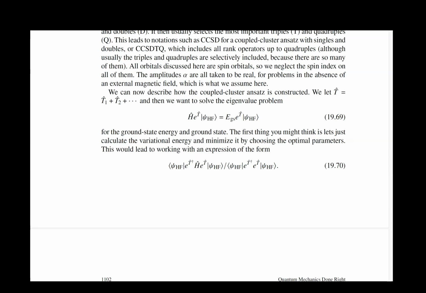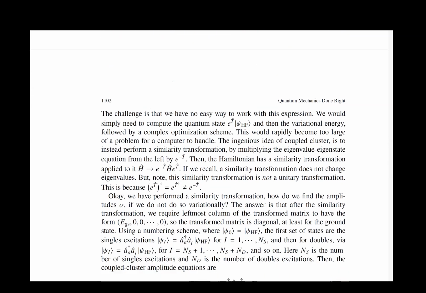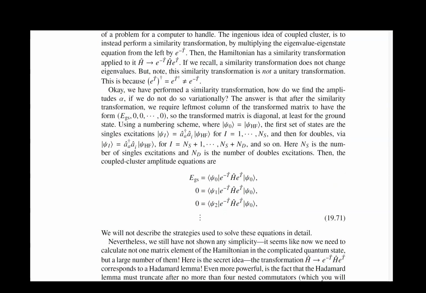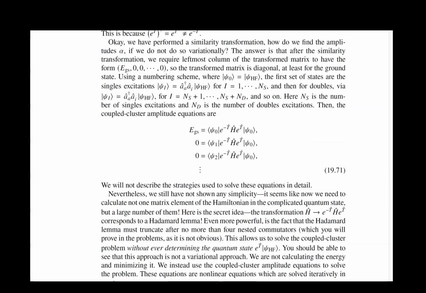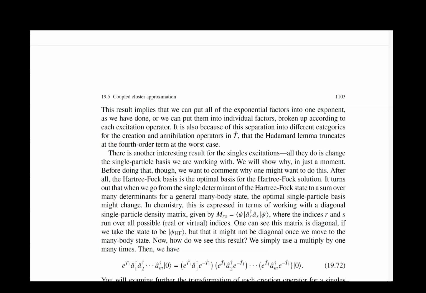So what they do instead is they make a Hadamard. They put an e to the minus T. So they do a similarity transformation. That's no longer a variational calculation, but now they can do the Hadamard on that expression, e to the minus T H e to the T, and that's exactly what they do. It truncates at the 4th order. So there are lots and lots of terms. It's very complicated. But they worked out very efficient ways of calculating that Hadamard.